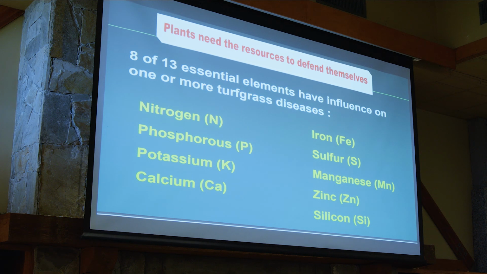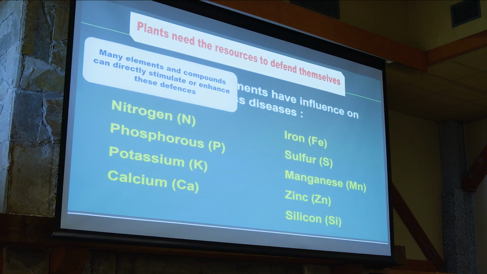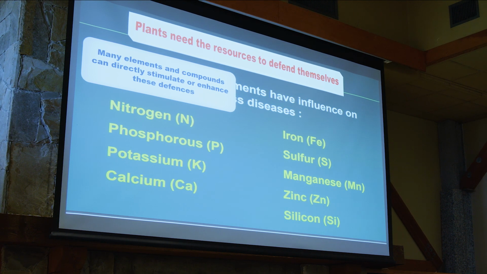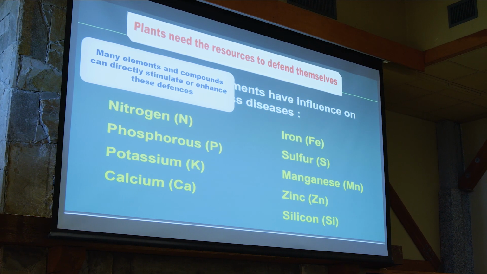So the plants need the resources. You need a balanced nutritional program so that the plants can call on these and produce these extra compounds for defense. And it's likewise with abiotic stress responses as well. But another thing I will say is that most of these elements and compounds can have a direct effect on disease levels.